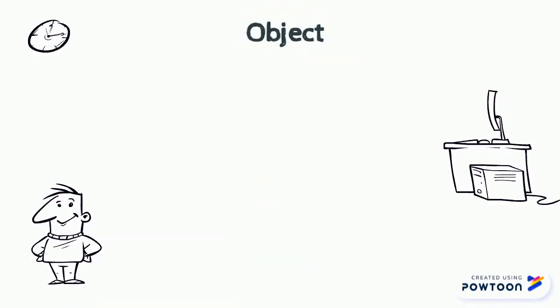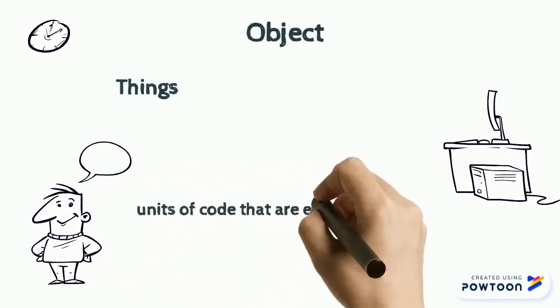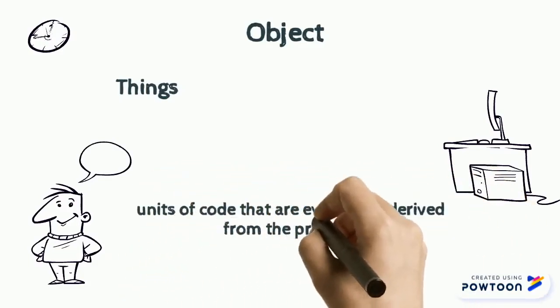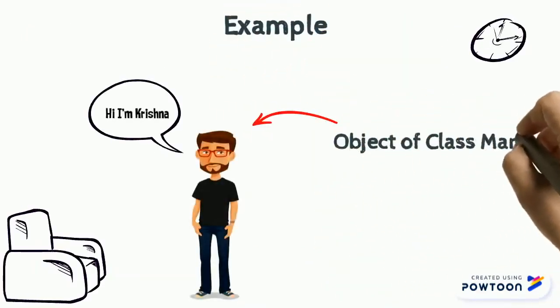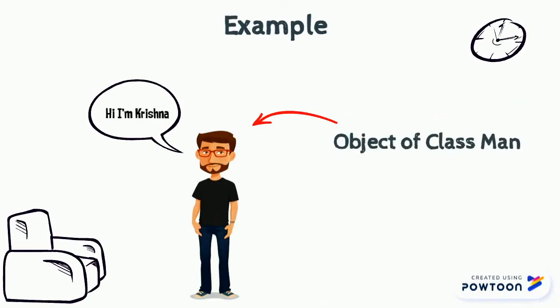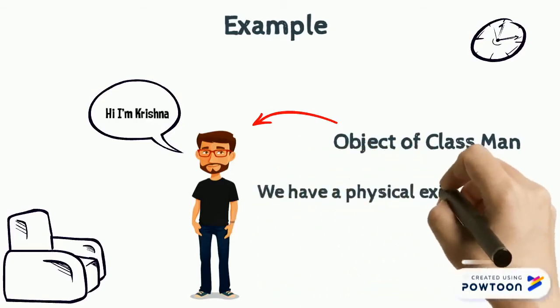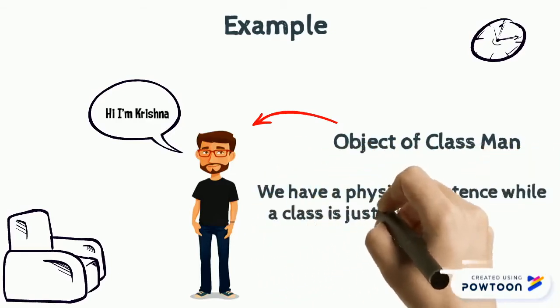Object. In object-oriented programming, objects are the things you think about first in designing a program, and they are also the units of code that are eventually derived from the process. For example, my name is Krishna, and I am an object of class man. When we say human being, man or woman, we just mean a kind: you, your friend, and I. We are the forms of these classes, and we have a physical existence, while a class is just a logical definition.